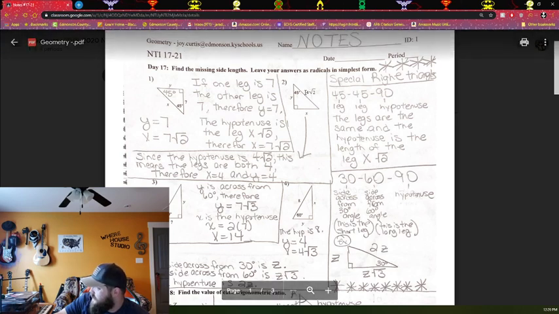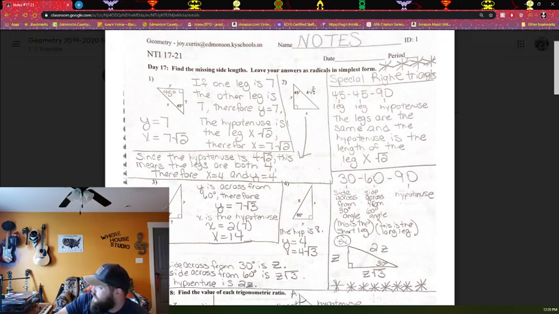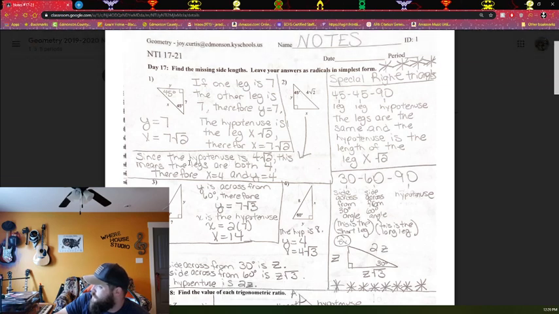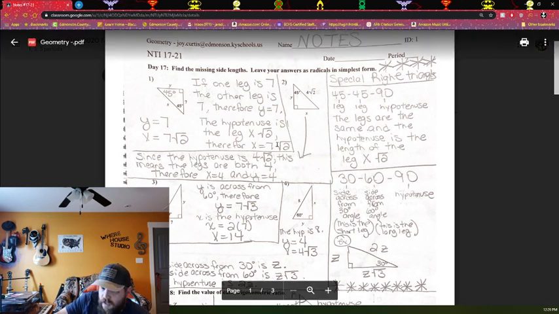So this side is one leg times radical 2, so each of these legs is going to be 4. She's worked it out: since the hypotenuse is 4 radical 2, the legs are both 4. Therefore, x equals 4 and y equals 4. Okay? So those are 45, 45, 90 triangles.